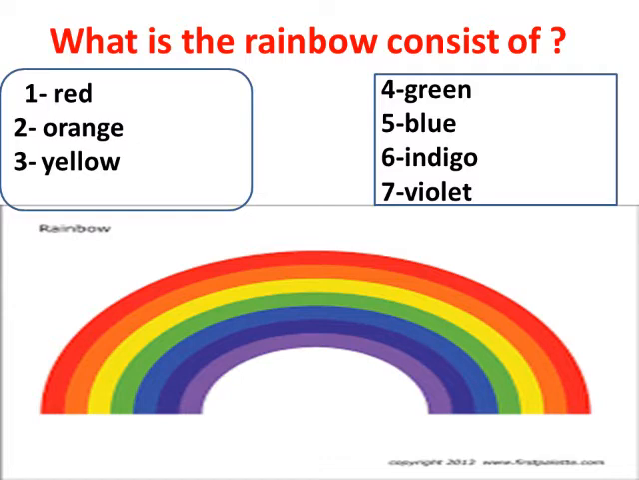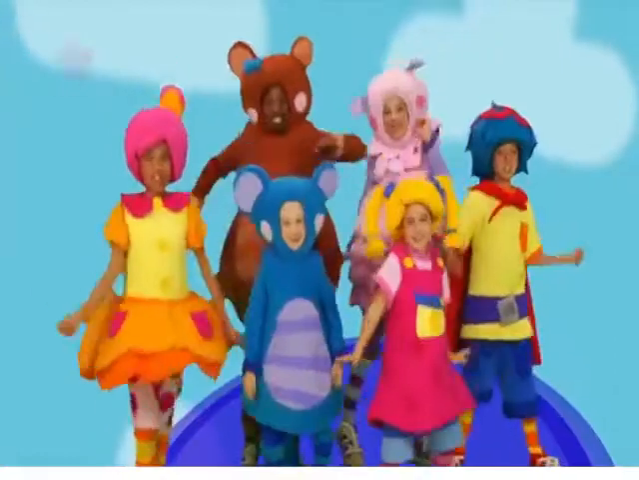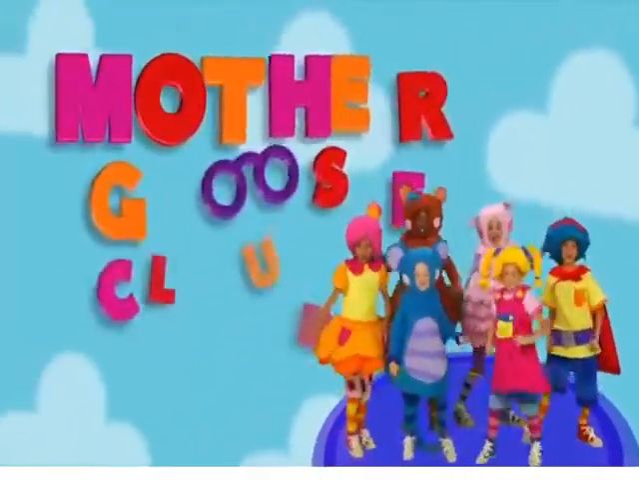What does a rainbow consist of? A rainbow consists of 7 light colors: red, orange, yellow, green, blue, indigo, violet. Let's sing along to the song.